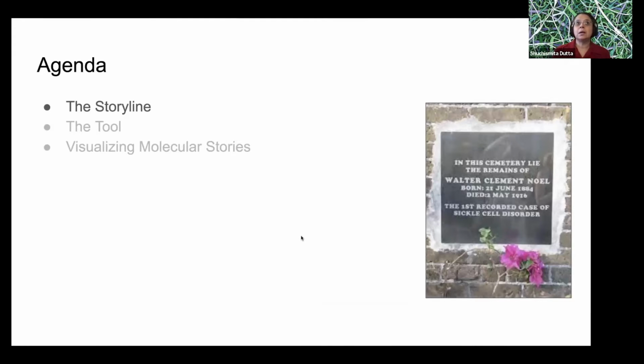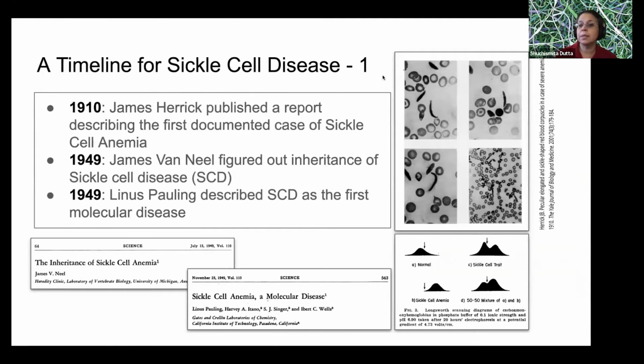In 1904, Walter Clement Noel traveled from Barbados to Chicago to study dentistry. He had, what was not known at that time, various sores on his feet. He would get frequent infections and have episodes of not being able to breathe. In one such episode, when he visited a doctor in Chicago, they did some routine tests, including a peripheral blood smear on a slide, and they noticed something unusual in his blood.